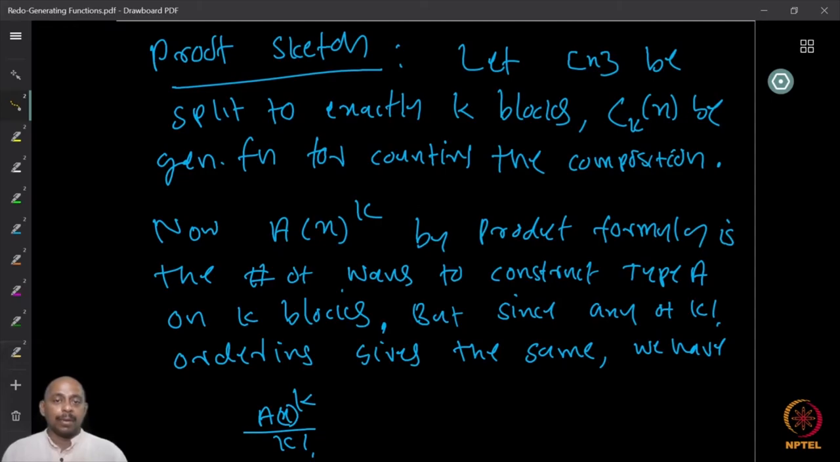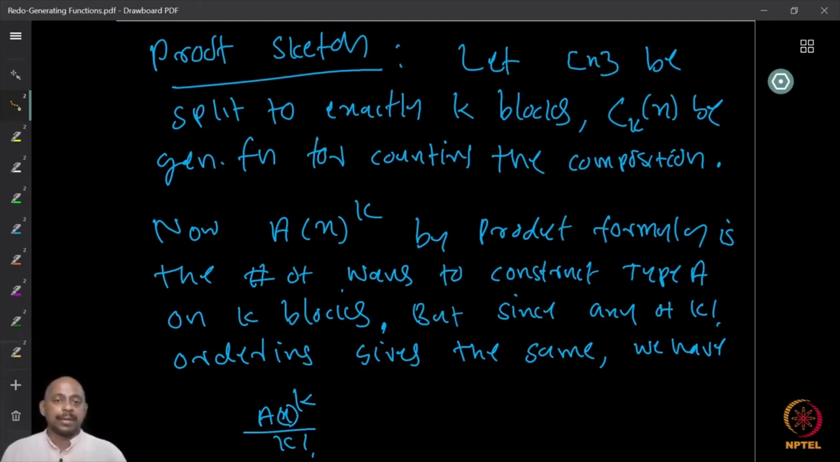The ordering of these parts actually matters. If I have k parts, the ordering of the parts will matter, because on the first part I put an A structure, on the second part a B structure, and on the third part a C structure. But since I am putting an A structure on each of these parts, it doesn't matter which order I have these blocks. What only matters is how many blocks there are. So when I look at A of x whole raised to k, we are considering all the possible permutations of the blocks also. There are exactly k factorial permutations, and each of them will give the same object because we are putting A structures on them. Therefore, we have to divide by k factorial to make sure that we don't overcount.